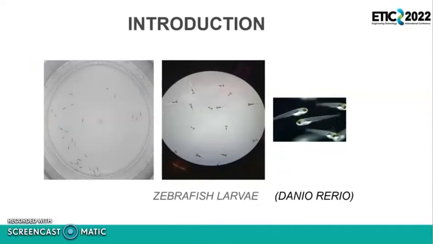Okay, first we go through the introduction of the zebrafish larva. Zebrafish is a freshwater fish which is also known as Danio rerio. It is a popular aquarium fish, frequently sold under the trade name Zebra Danio. It is an important and widely used vertebrate model organism in scientific research, for example in drug development and also in preclinical development.